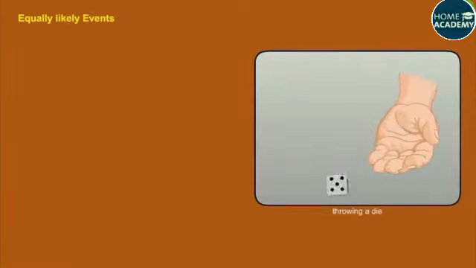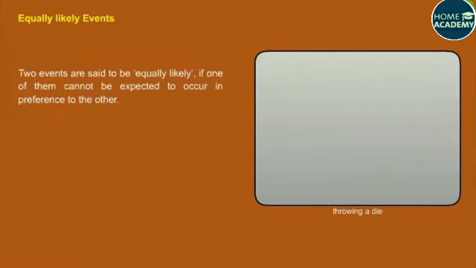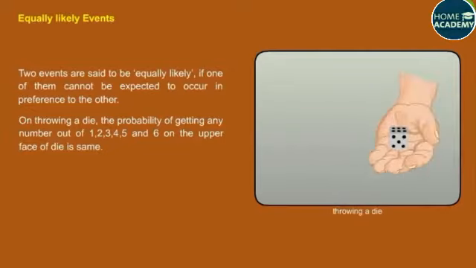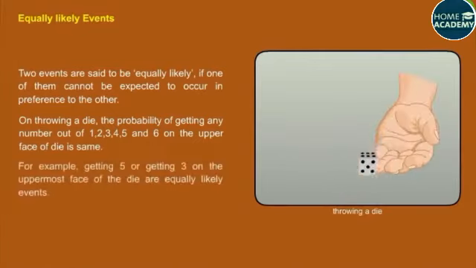Equally likely events. Two events are said to be equally likely if one of them cannot be expected to occur in preference to the other. On throwing a die, the probability of getting any number out of 1, 2, 3, 4, 5 and 6 on the upper face of the die is the same. For example, getting 5 or getting 3 on the uppermost face of the die are equally likely events.